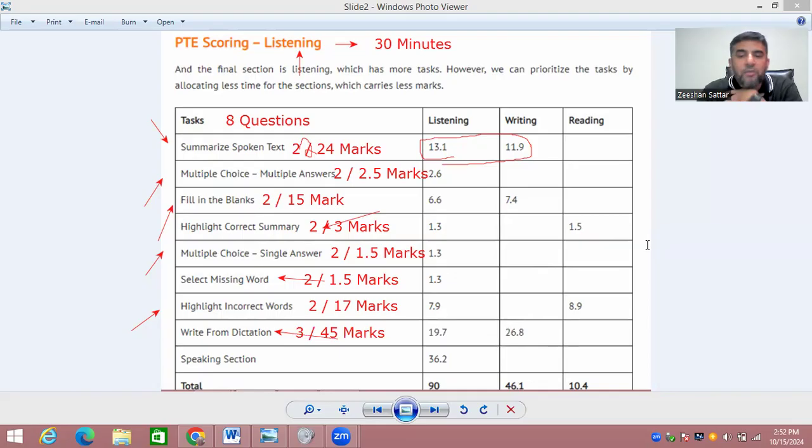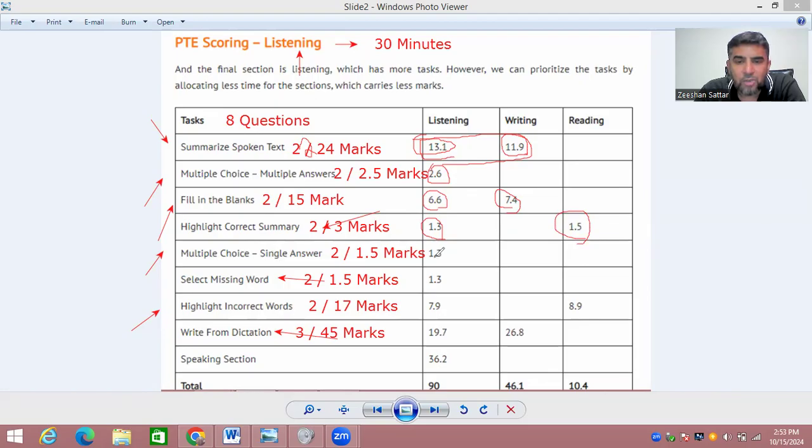So if we talk about the first question, the first question is summarize the spoken text. Summarize the spoken text, 13 marks it will give to the listening exam and 12 marks to the writing exam. And then multiple choice question with multiple answers, 2.6, and all goes to listening, and fill in the blanks, 7 marks almost to the listening exam and 7.5 marks to the writing exam. Highlight the correct summary, 1.3 marks to the listening and 1.5 marks to reading.